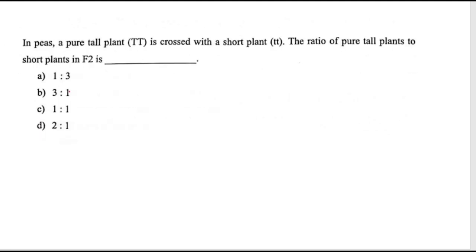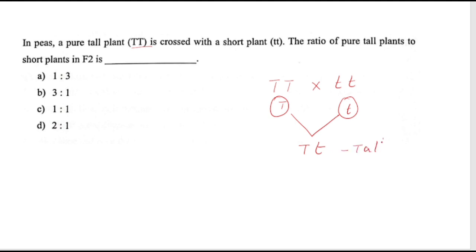Next question is from genetics. In peas, a pure tall plant, capital T, is crossed with a short plant, small t. The ratio of pure tall plants to short plants in F2 is. Here we know that when capital T is crossed with a small t, you will get capital T as one gamete, small t as the second gamete. When they fuse in the first generation, you will get a heterozygous one which is tall.